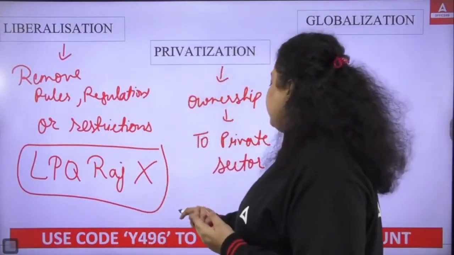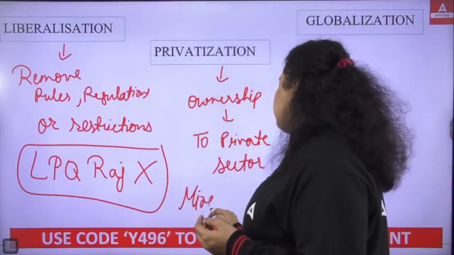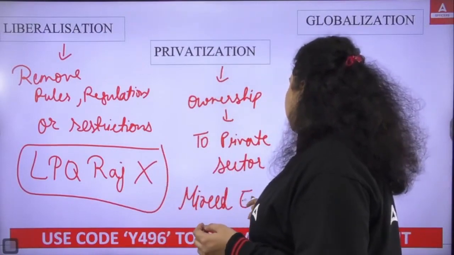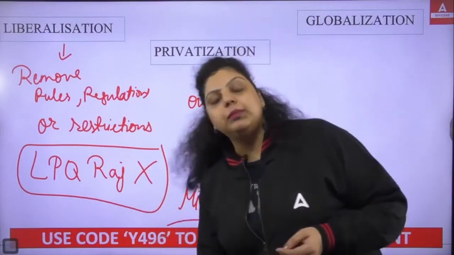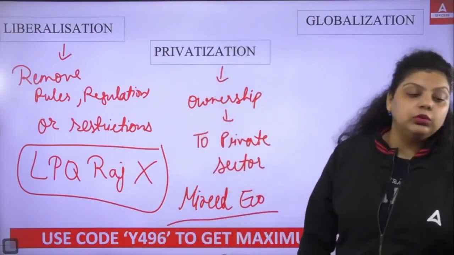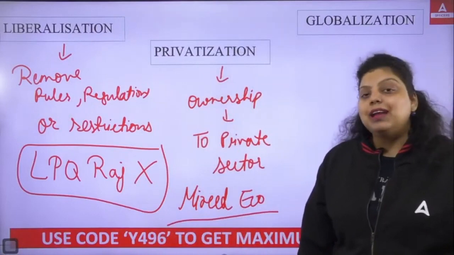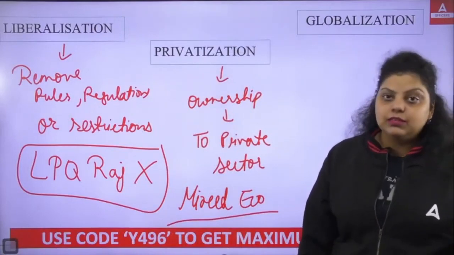And that's where we find that India became a mixed economy. Because of privatization, India became a mixed economy, because now the government and private sector both are working in the country. They both are eligible to take the major economic decisions in the country.